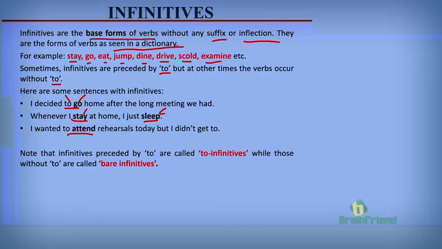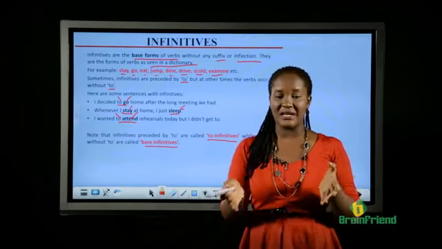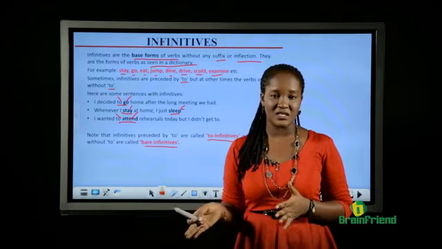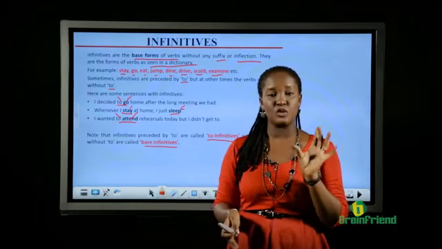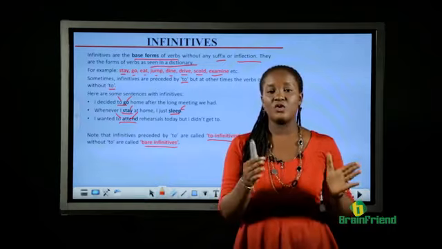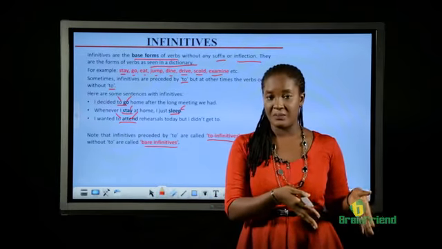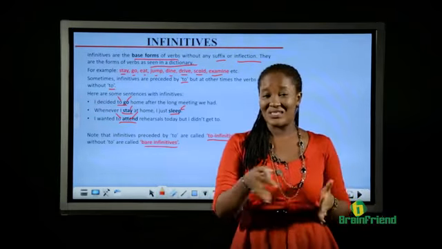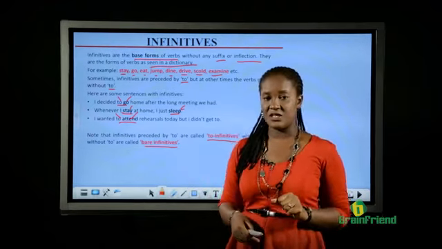Here we find the infinitive attend preceded by the preposition to. Now note that infinitives preceded by to are known as to infinitives, while those without to are called bare infinitives. So in sentences when you find to occurring before an infinitive, such infinitives are called to infinitives, while the ones without to preceding them are called bare infinitives.